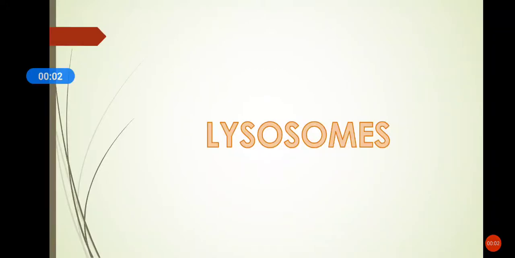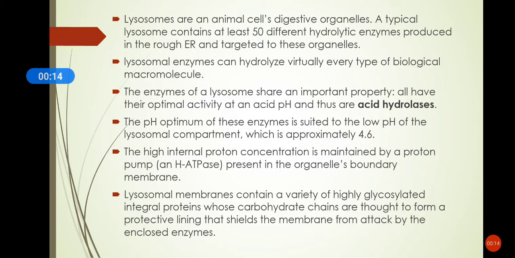Hello everyone. In this session we will discuss the next cell organelle, that is lysosomes. So we all know lysosomes are the animal cell's digestive organelle. They help in digesting the unwanted proteins and other things inside the cell. For this activity they have hydrolytic enzymes.